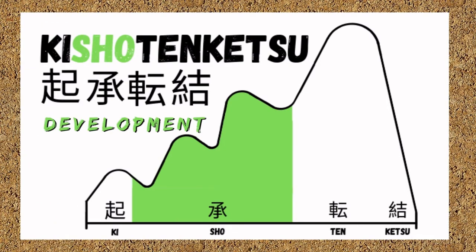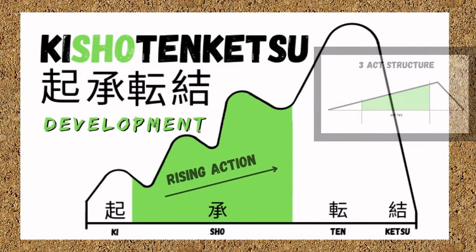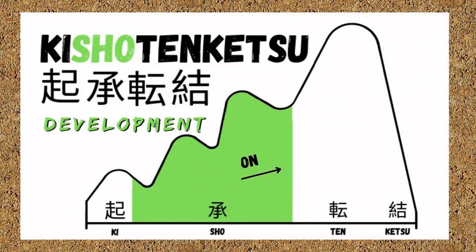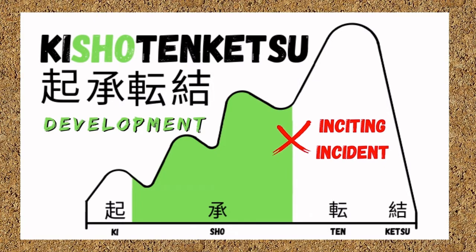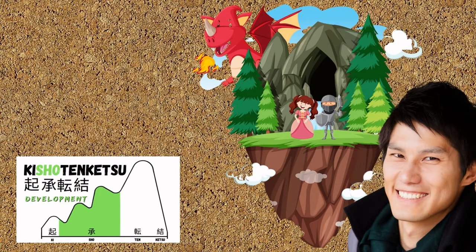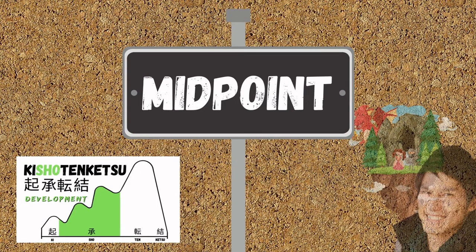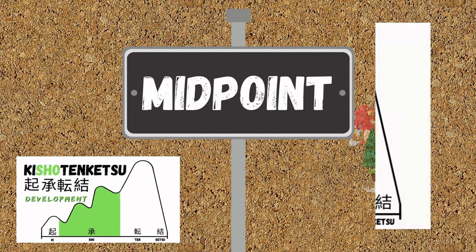Sho, the development. The second act is like its Western media counterpart, but with a few differences. We have the rising action of the story, but don't experience the inciting incident yet. That comes closer to the end of the act or early in the third act. Instead, we use the time for more character development and world building. Then we reach the midpoint as in Western media, but this is where things get interesting.